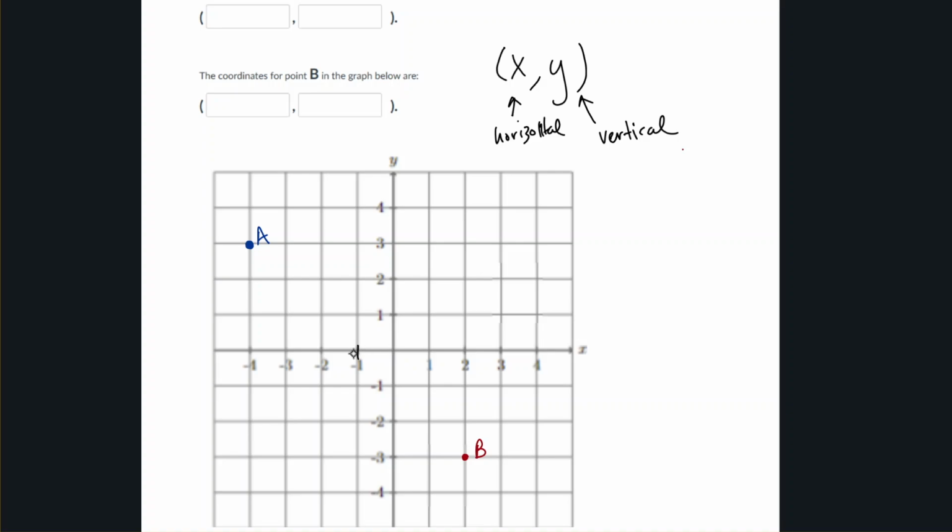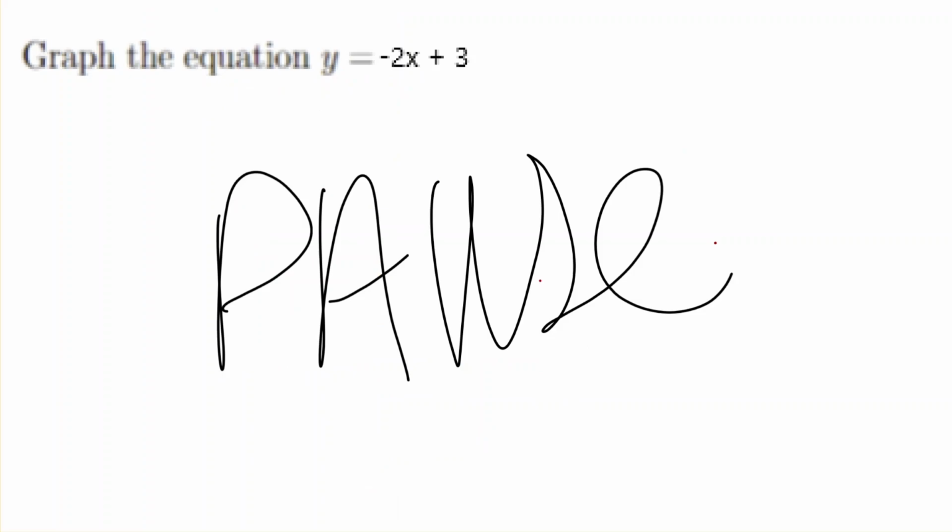So I'm going over 1, 2, 3, -4 horizontally for point A. And then I'm going up 1, 2, 3. So it's the point -4, 3. For part B, it's over 1, 2 in the positive x direction and down 3 in the y direction. So point B will be that. Take a moment to graph this, unpause to check your work.